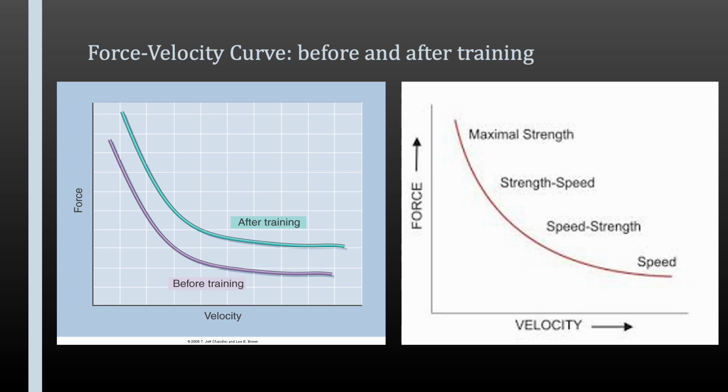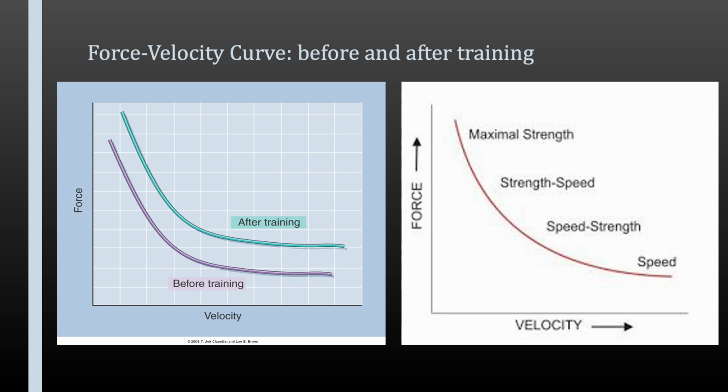It's moving upward and to the right. Therefore, your velocity curve from purple to blue went up and to the right, which means you are stronger and you had the ability to move faster. That is your goal. Your ultimate goal as a strength and conditioning coach is to move this curve up and to the right for your athletes. We want to increase their strength and also increase the ability to produce that strength rapidly.